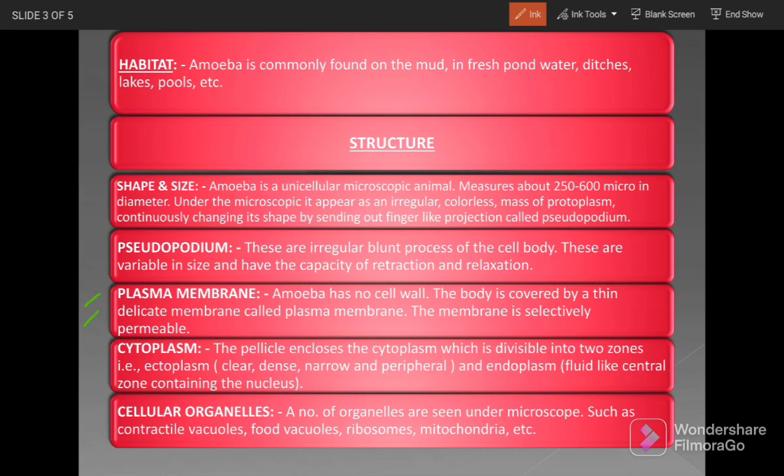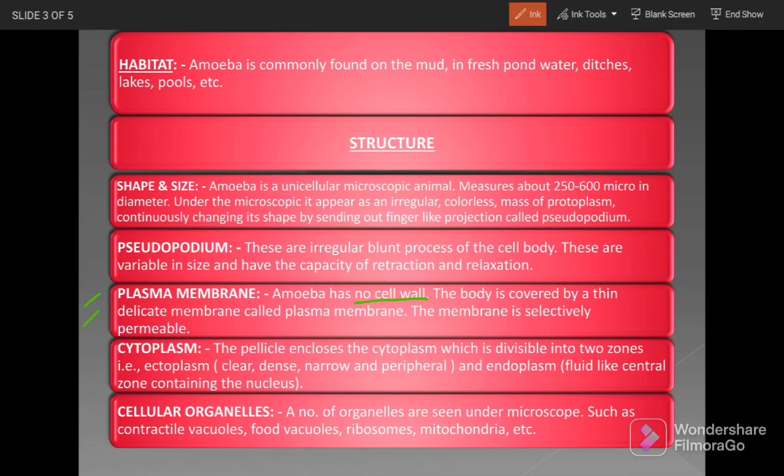The plasma membrane, as you know, is the covering of the cell. The amoeba has no cell wall. As the amoeba is not a plant cell, it is an animal, so it does not contain a cell wall. Cell wall is made up of cellulose. It is an animal, so it has the structure of an animal cell. So cell wall is absent in amoeba.